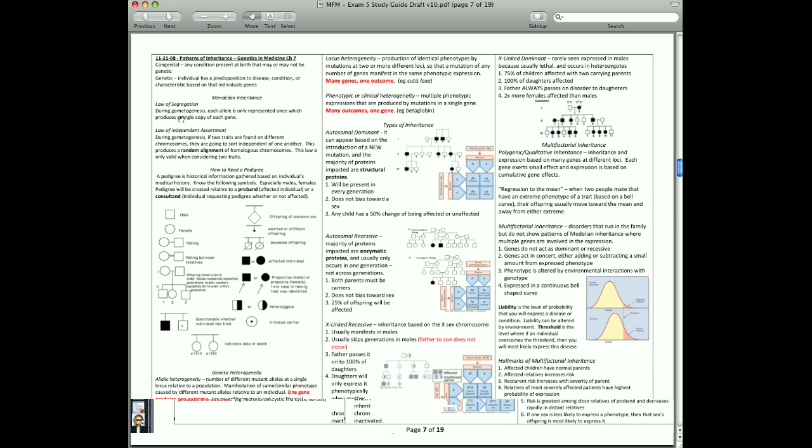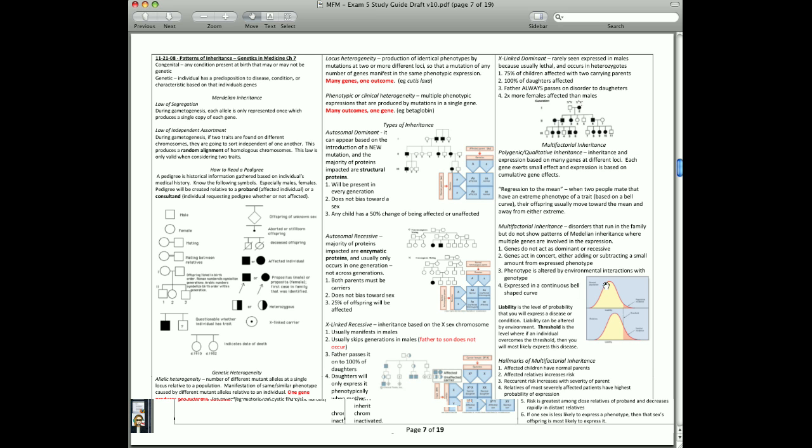It's purely random. Multifactorial inheritance does not follow the laws of Mendelian inheritance. It's a cumulative effect, a polygenic and qualitative inheritance effect, where there's multiple genes at different loci, and they all cumulatively produce an effect of expression. There's no dominance or recessive here.